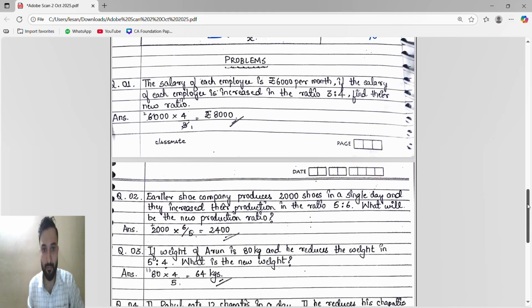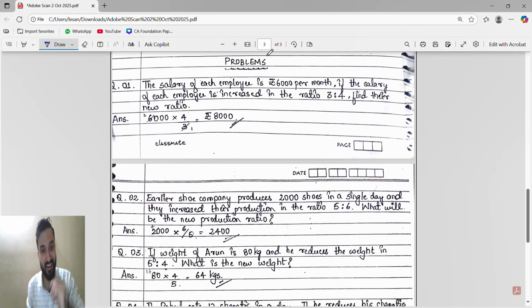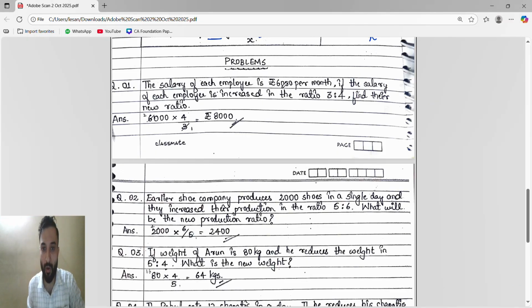Okay, let's see here. Then we will write the heading problems. Obviously not your life problems. Now see, the salary of each employee is 6,000 per month. Given quantity is 6,000. If the salary of each employee is increased in the ratio 3:4, find their new salary guys. Ratio nahi hai, find their new salary. So guys, what is given? Old salary is 6,000 per month, and this is increased in the ratio 3:4. You have to find the new quantity, means new salary.